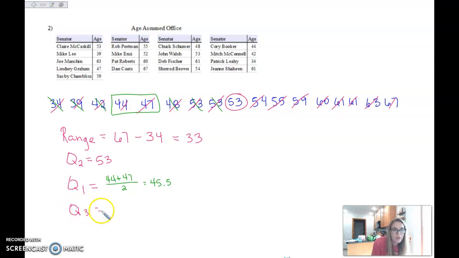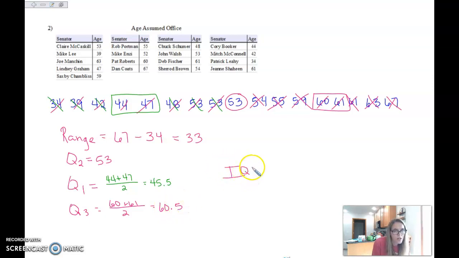So for Q3, we're going to do the same thing with the upper half. So we got 1, 2, 3, 1, 2, 3. It's in between these two. So you would have 60 plus 61 divided by 2. So it's going to be 60.5.